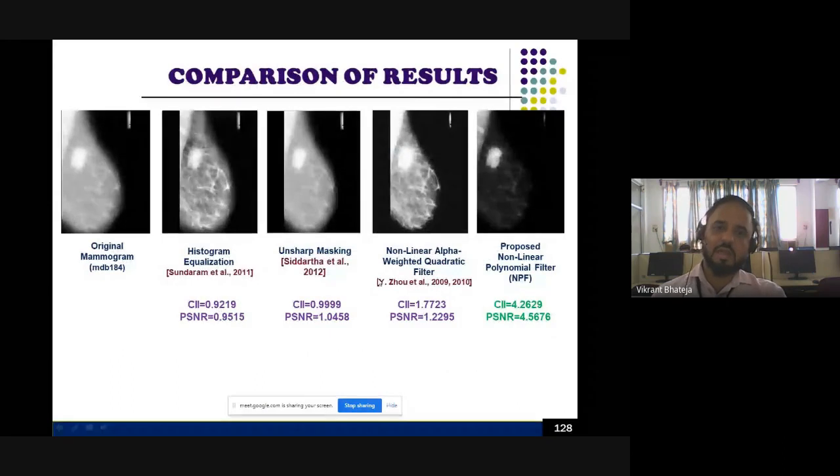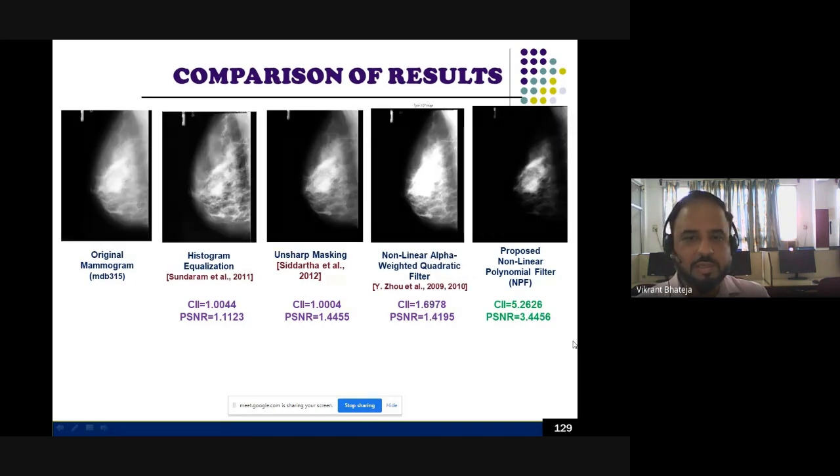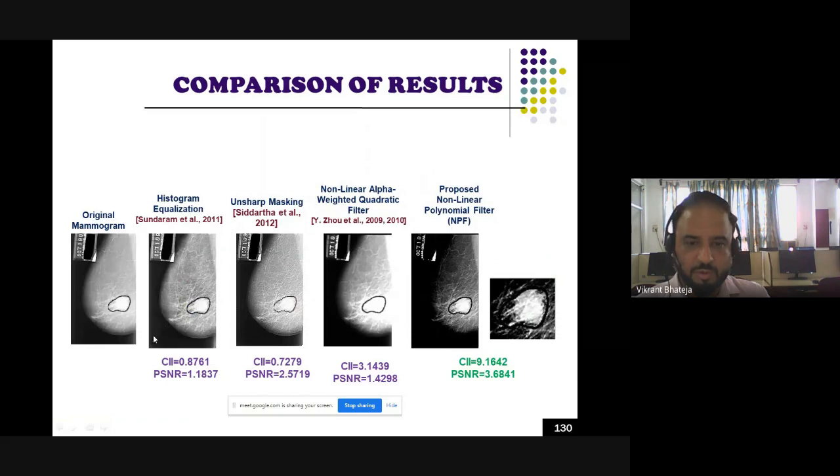This is a set of comparative results in which different other techniques are used, and then the response of the non-linear polynomial filter is being used, and you can see the distinguishing response, and the difference or leap in the values of CII and PSNR is quite visible over here. You can see this another combination of results.